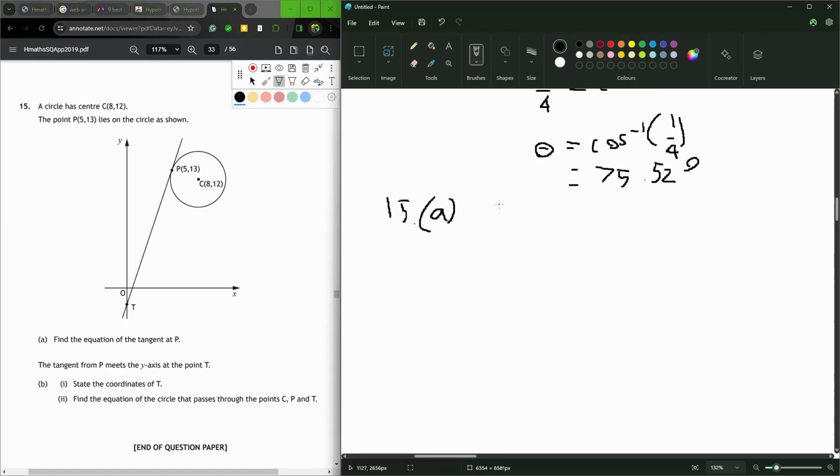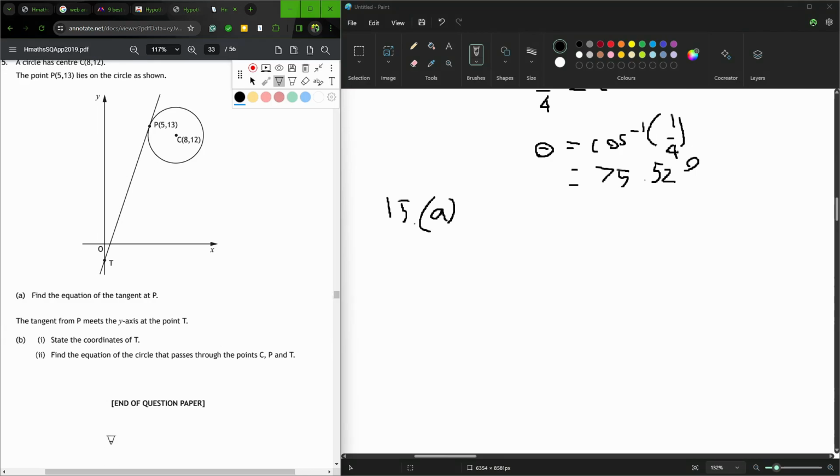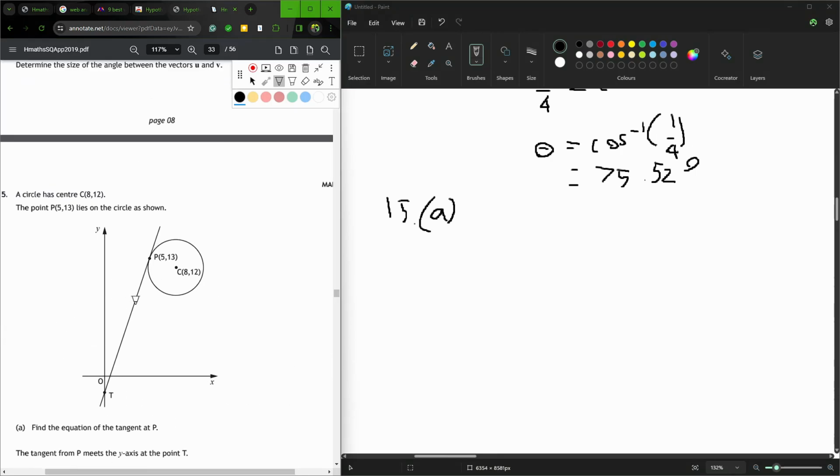So, the circle has its centre there, and the point lies on the circle shown. So it's on a tangent on the edge, and we need to find the equation of the tangent at P. So we're looking for the equation of this line. So we can do this out.